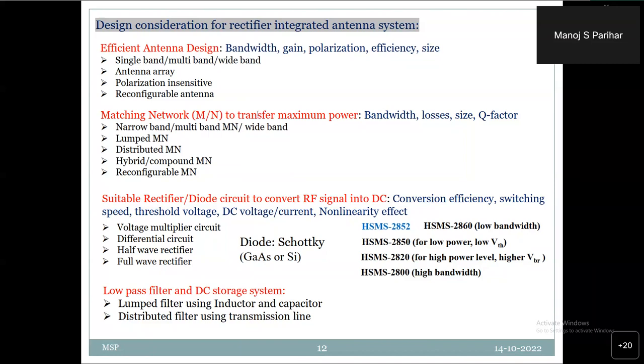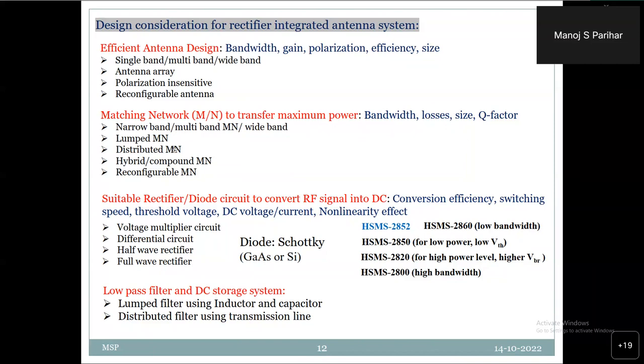While designing the matching network to transfer maximum power, you have to keep in mind the bandwidth requirement, then the losses from your matching network, which you have to minimize, then of course the size of your matching network, then the quality factor. We have narrow band, multi-band, or wideband matching networks. This matching network can be designed depending on the frequency.